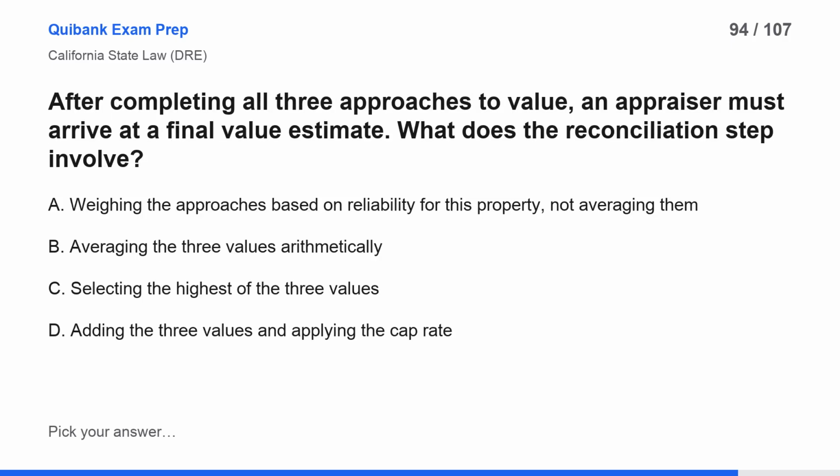Question 94. After completing all three approaches to value, an appraiser must arrive at a final value estimate. What does the reconciliation step involve? A. Weighing the approaches based on reliability for this property, not averaging them. B. Averaging the three values arithmetically. C. Selecting the highest of the three values. D. Adding the three values and applying the cap rate.